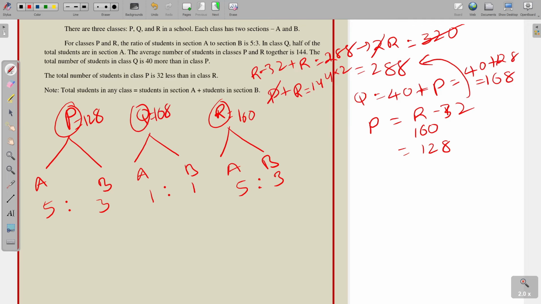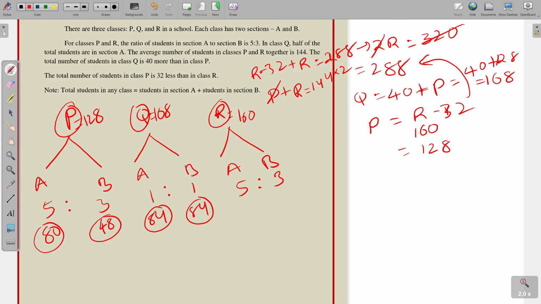Now, in this P, the sections of A and B are 5:3, means 128 is divided into 8 parts. In that 5 parts are A and 3 parts are B. So, if it is divided into 8 parts, 16 5s are 80 and 16 3s are 48. In the same way, Q is divided into equal 84 and 84.